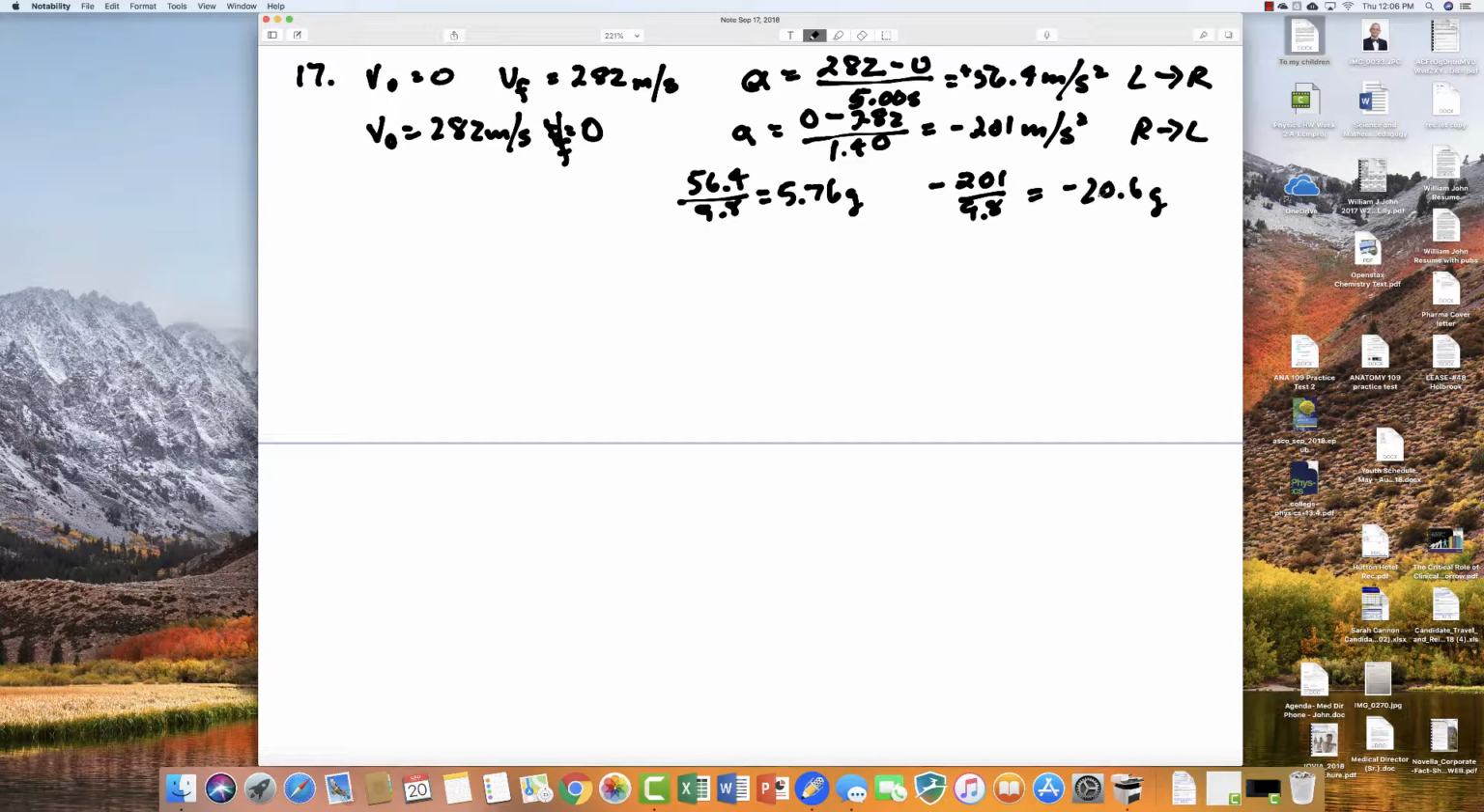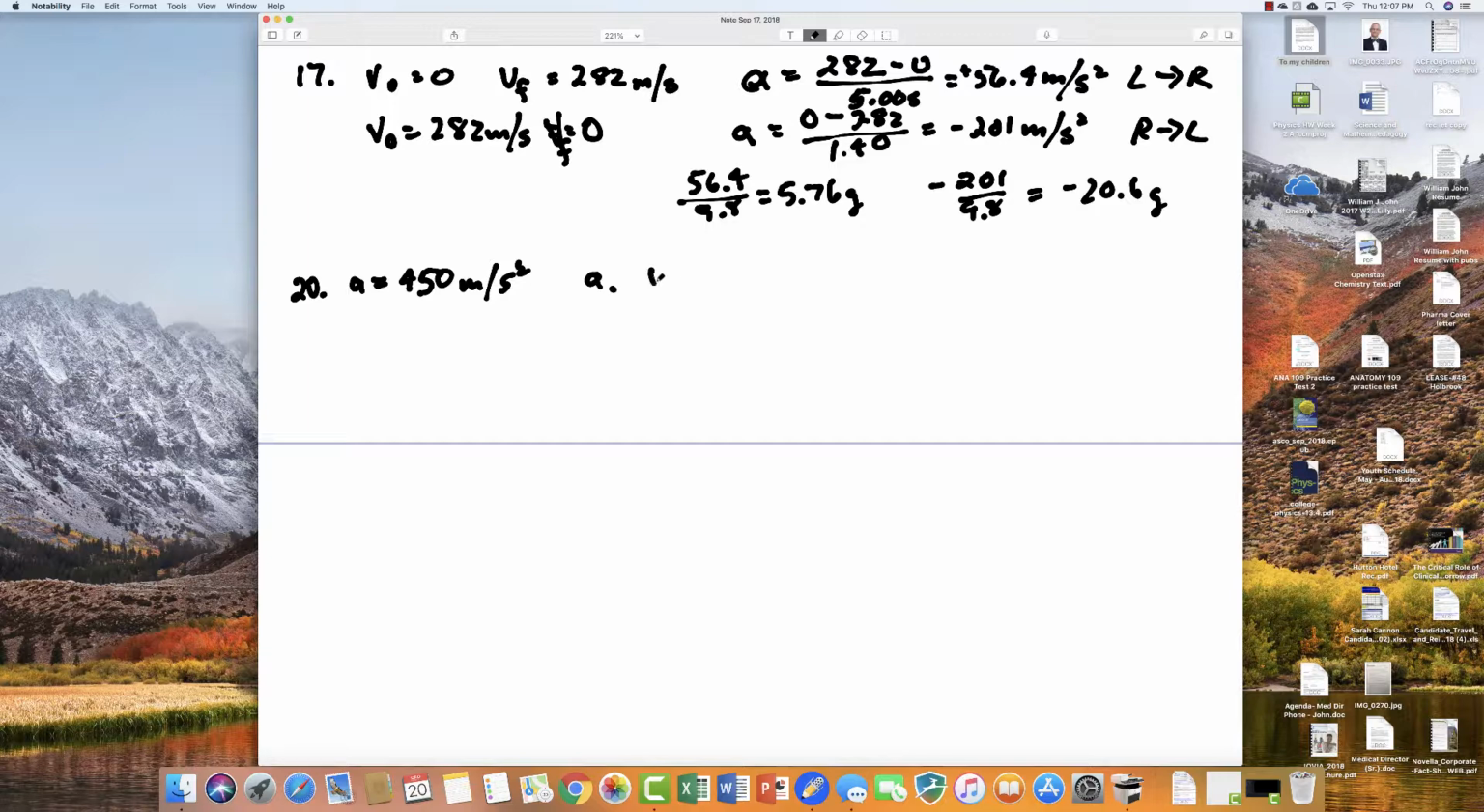The second one: constant acceleration in one dimension. An Olympic sprinter starts a race with an acceleration. Now, this time they're going to tell you what the acceleration is. So they start the race with a constant acceleration of 4.50 meters per second squared. What speed does she reach after 2.4 seconds? And this is assuming that she is accelerating at a constant rate.